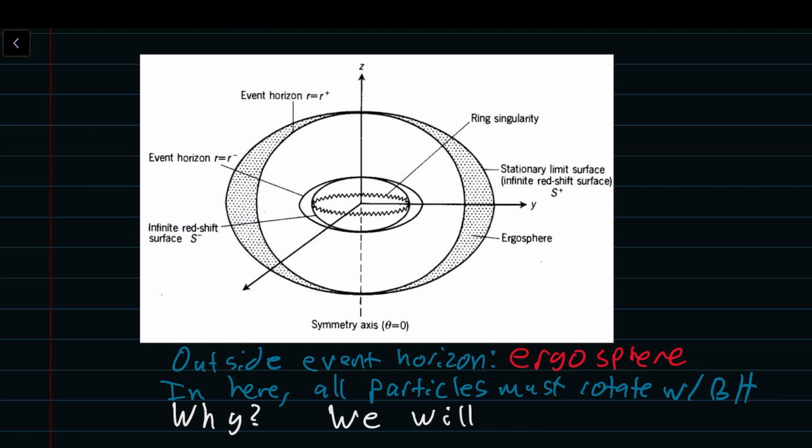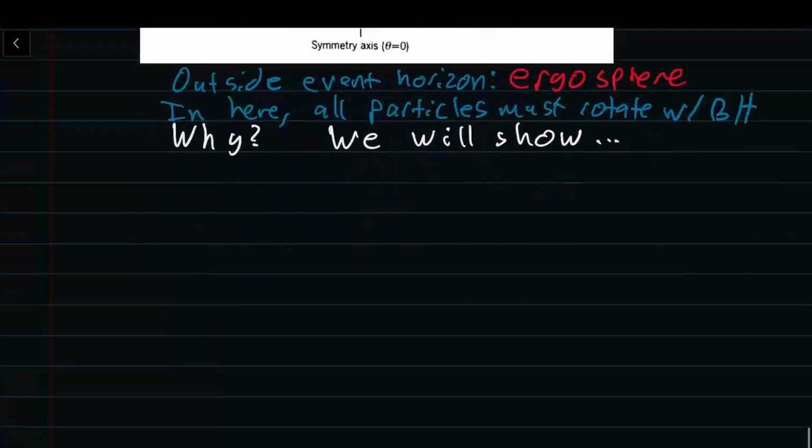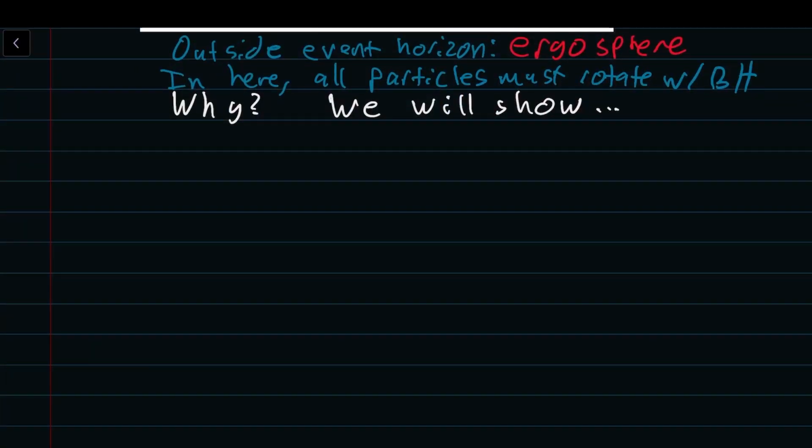And so that's a very interesting thing because it's something you don't see with a non-rotating black hole. So now we're going to follow the same kind of argument like we did to show why particles get sucked into the event horizon, or once they're past the event horizon, they get sucked in towards the singularity. Now we're going to show if they're in the ergosphere, they have to rotate.